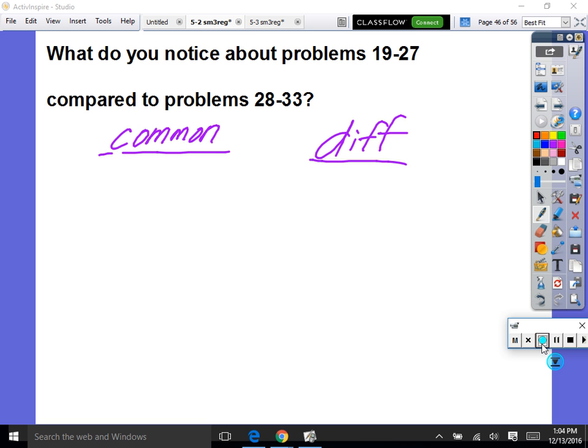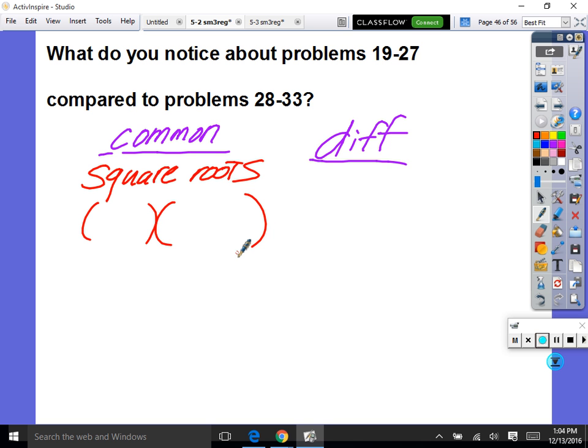So, what are some things in common between those problems in sections 19 through 27 and section 28 through 33? What's the things that are in common? I hear square roots in all of them. What else? Parentheses, multiplication. Okay, what else? Yep, so we'll distribute on both of them. Good. I like all those things that are in common. Very good. Anything else? I just want to add in one thing. There's two terms being multiplied, correct? Okay, now let's talk about the differences.